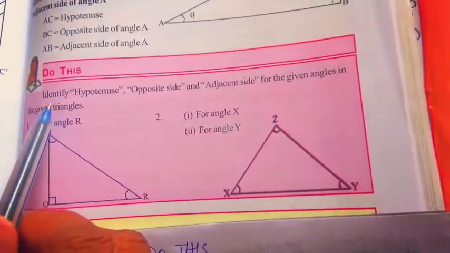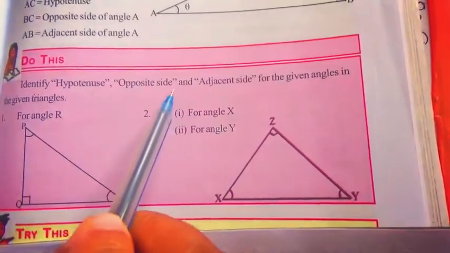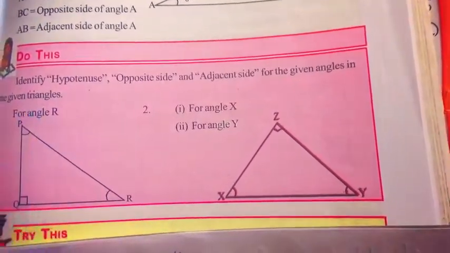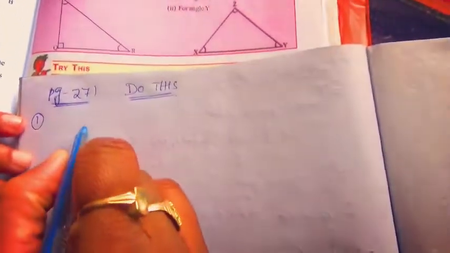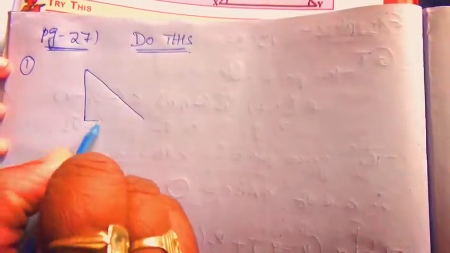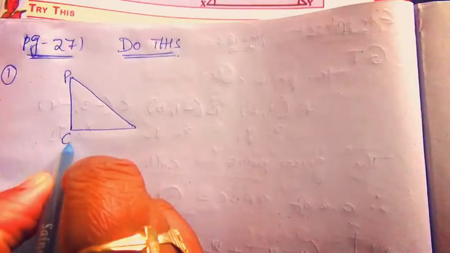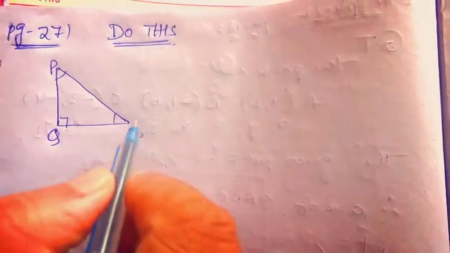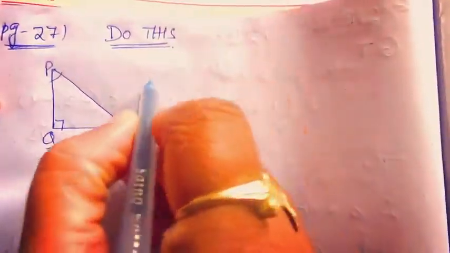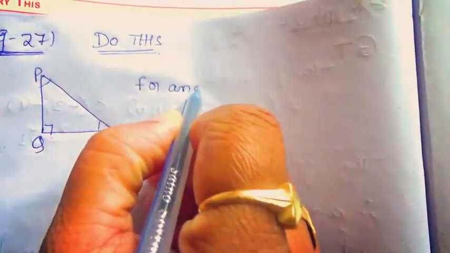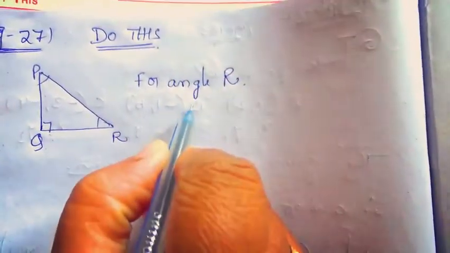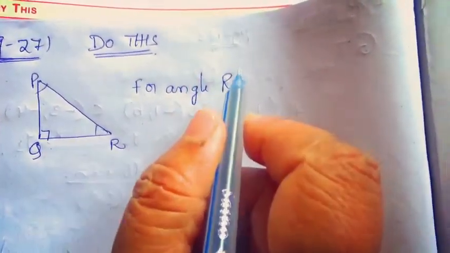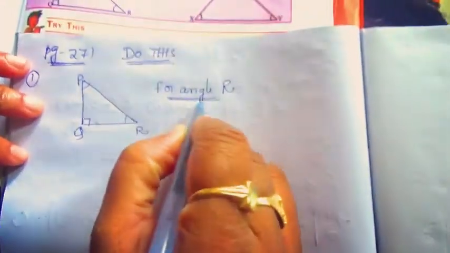So look at here. Identify the hypotenuse, opposite side and adjacent side for the given angles in the given triangles. In the first one we have a triangle PQR, and the 90 degrees is at Q. There are angles at P and R. For angle R, what is the hypotenuse, what is the opposite side and what is the adjacent side, we have to identify.